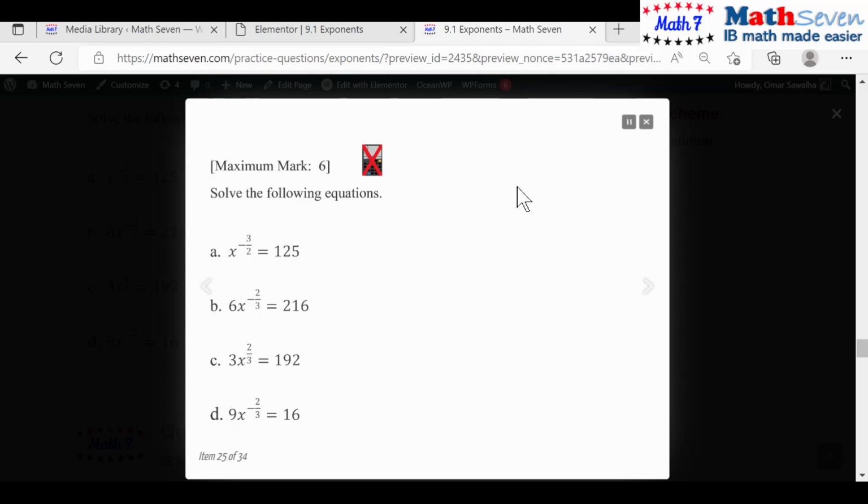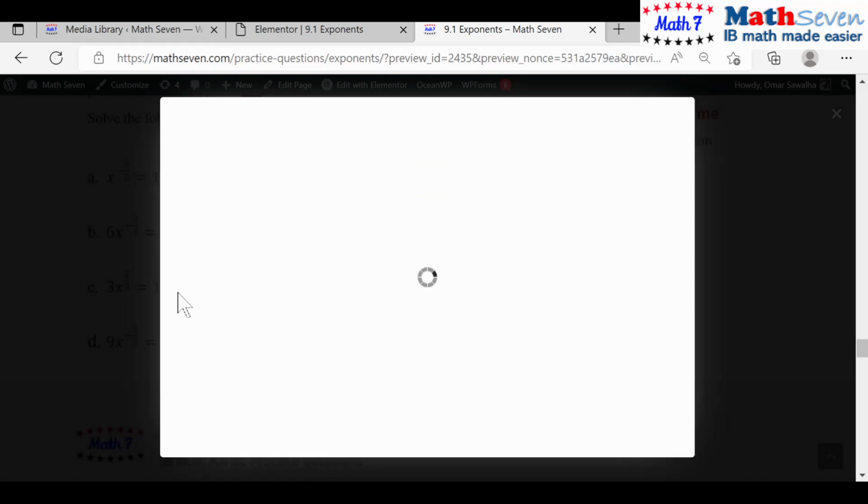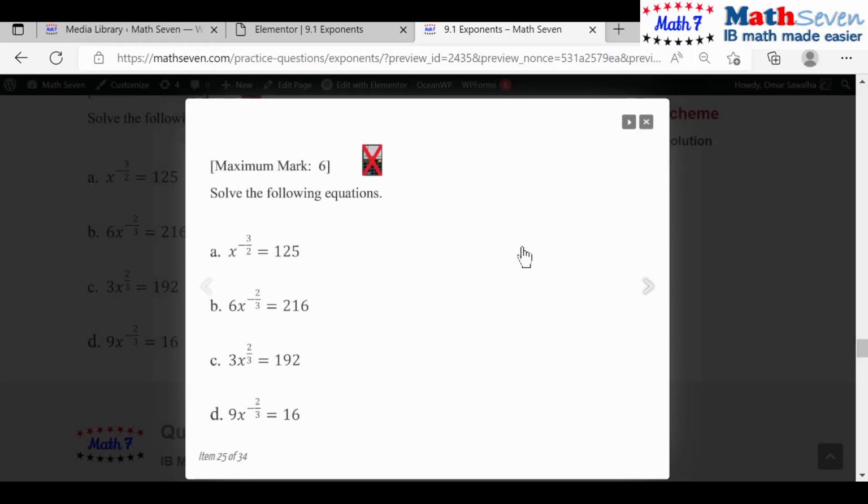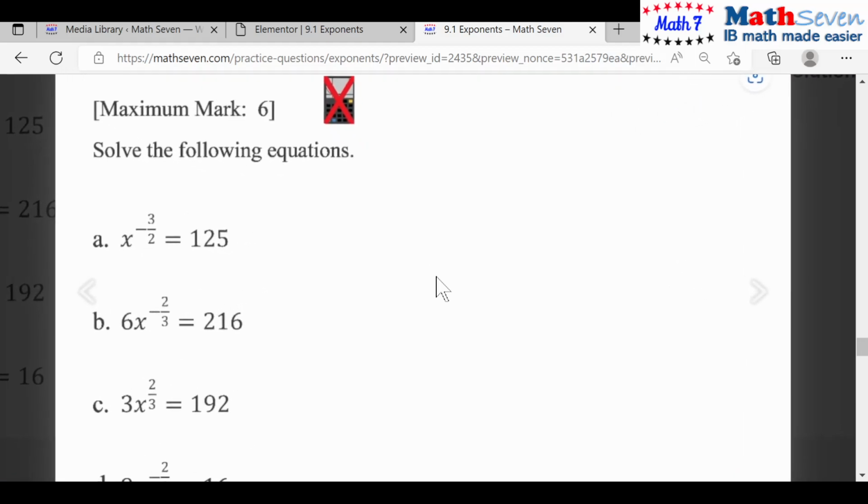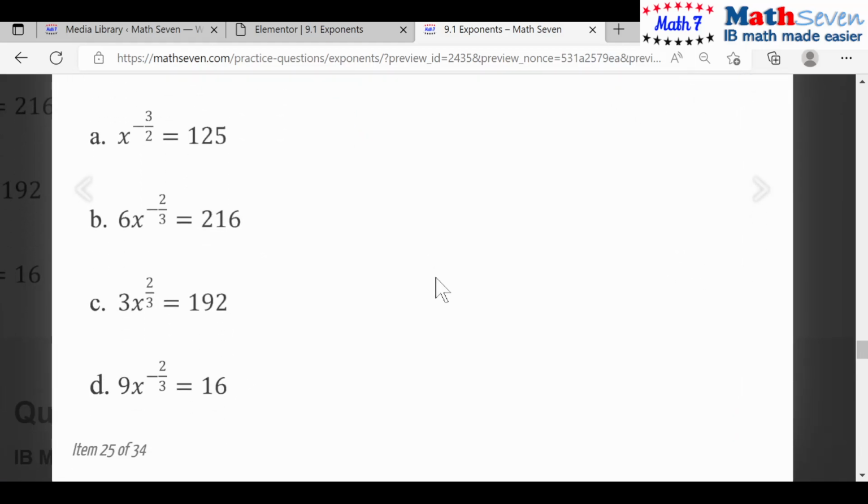فبالنسبة لهذا الكويشن، اوكي let's begin. خلينا نكبر الشاشة شوي. Alright, this is good. Okay, solve the following equation.